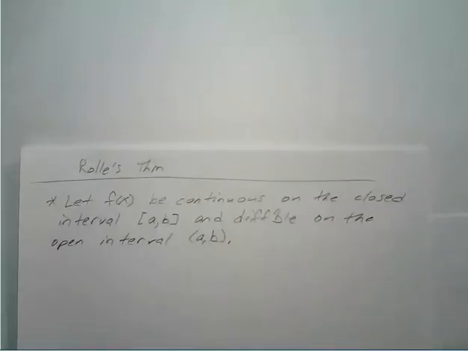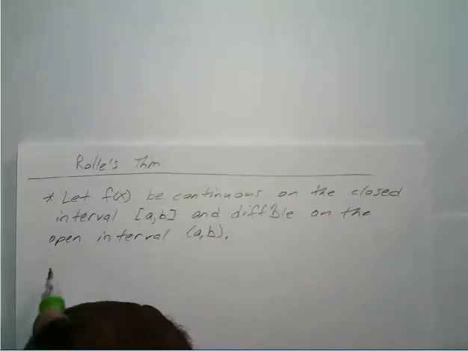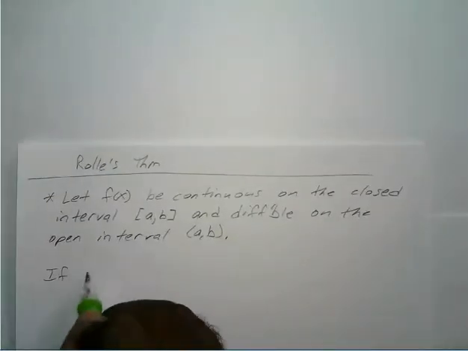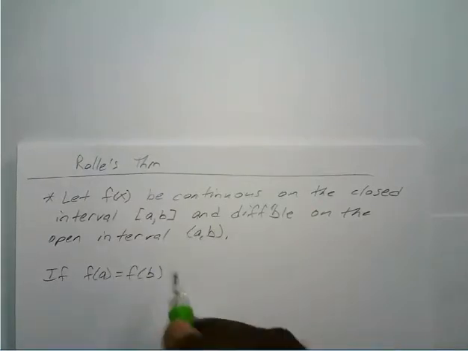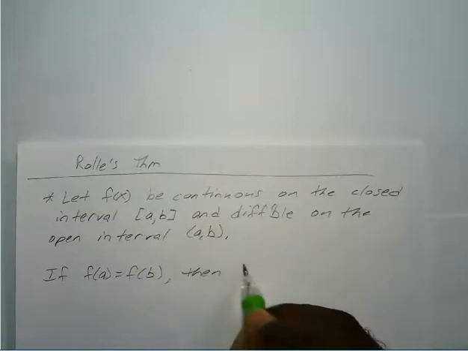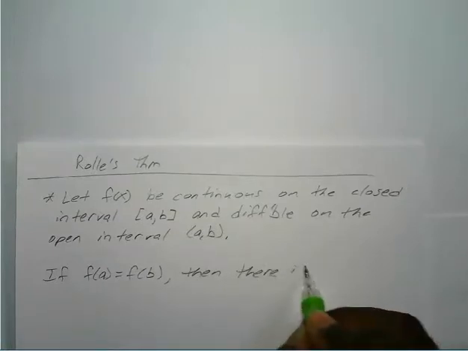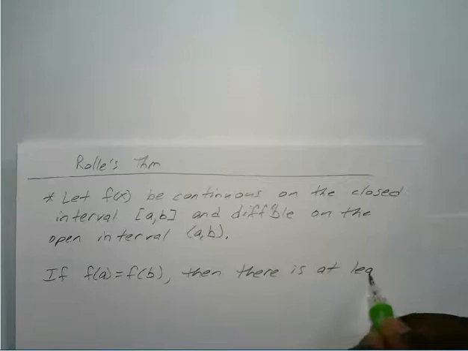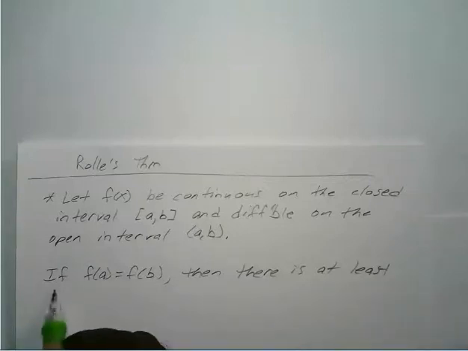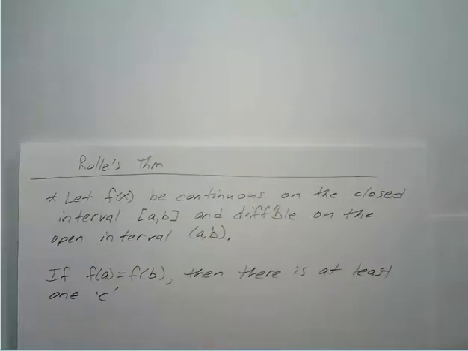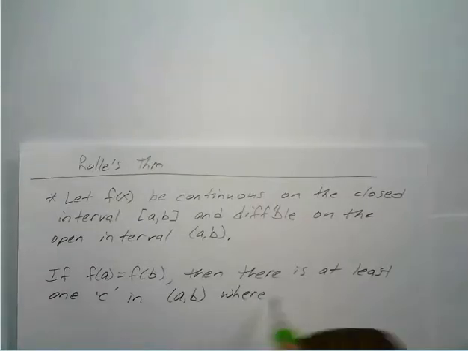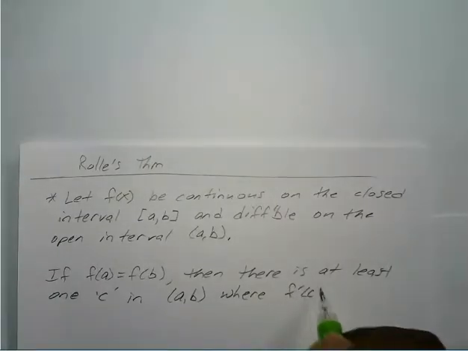If those stipulations are met, we know that if f of A equals f of B, then there is at least one C value in that open interval where f prime of C is equal to 0.